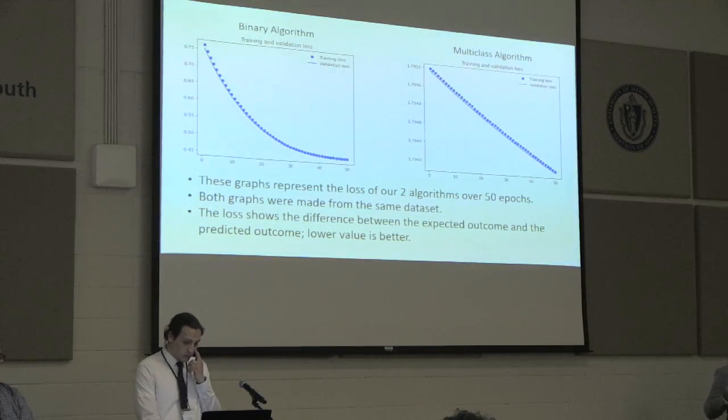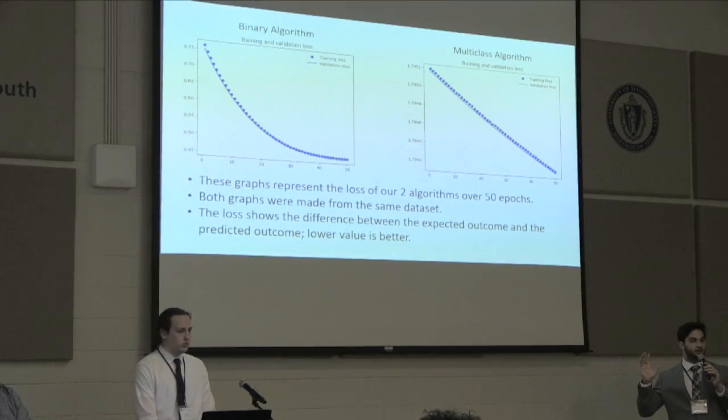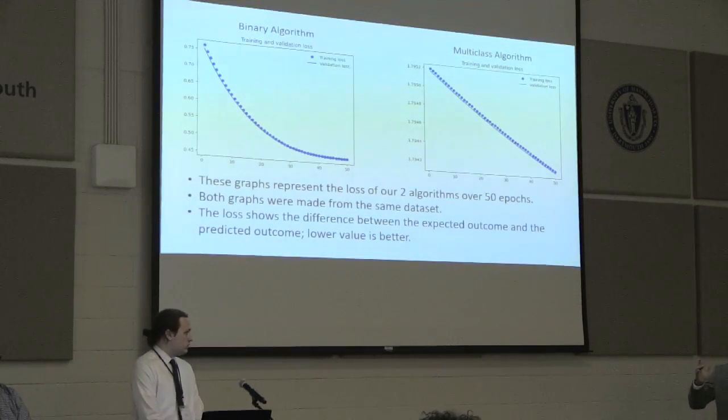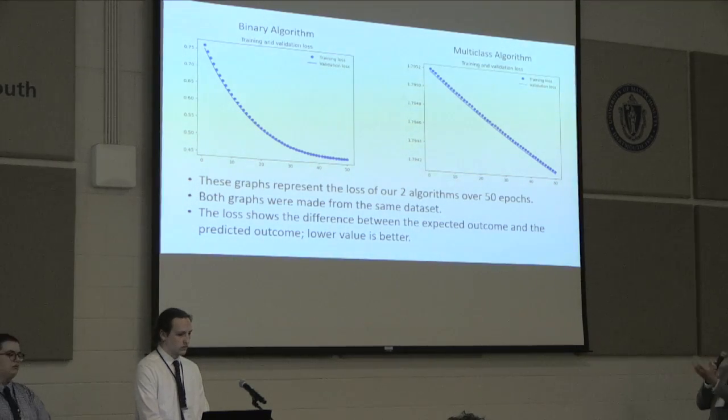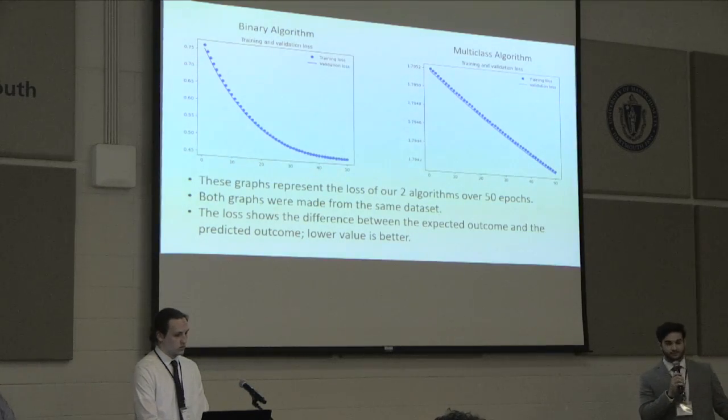And finally, I would like to show you our loss functions for both of our algorithms. Both of these loss functions actually use the same exact data set, and this is our transformation of our loss over about 50 epochs. Effectively, what the loss shows is the difference between the expected outcome and the predicted outcome, and as evidently shown, the lower the value, the better the performance of the algorithm.